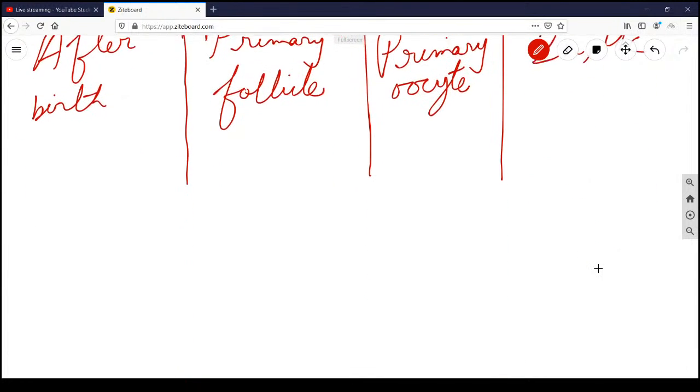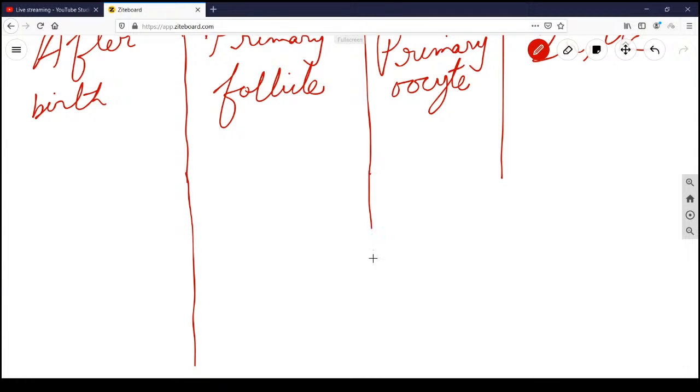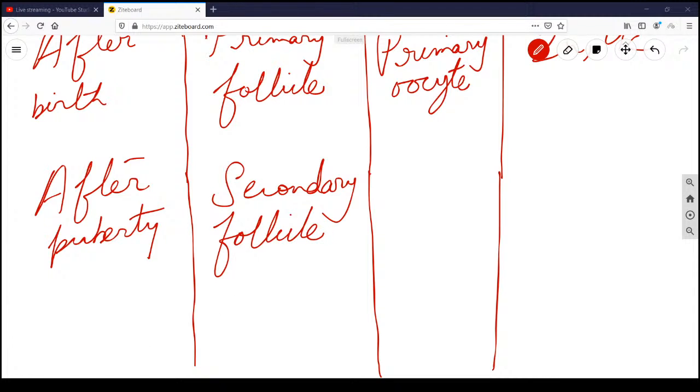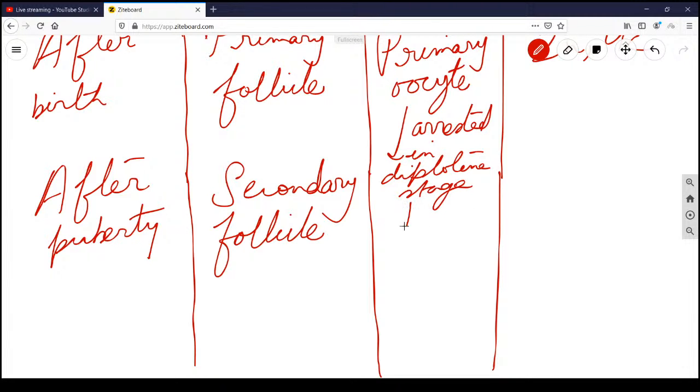If you come further down the line, we come to after puberty. The event is now after you have reached puberty, sexual maturity. That means the primary follicle would have now become a secondary follicle. All these things will be described in detail. The primary oocyte was arrested in the diplotene stage, and that arrest would be broken.